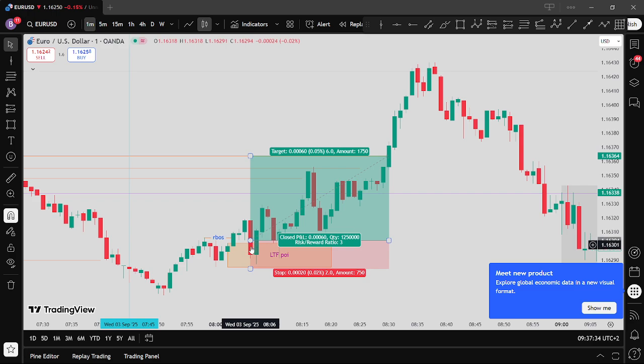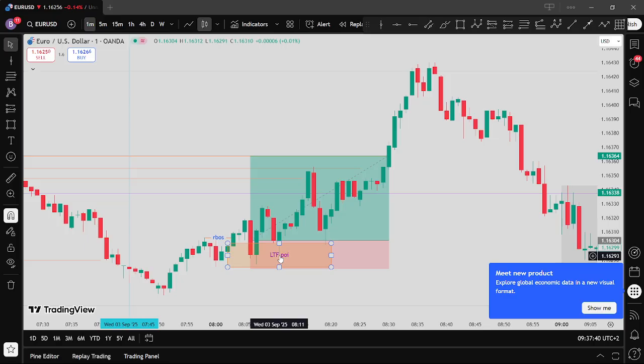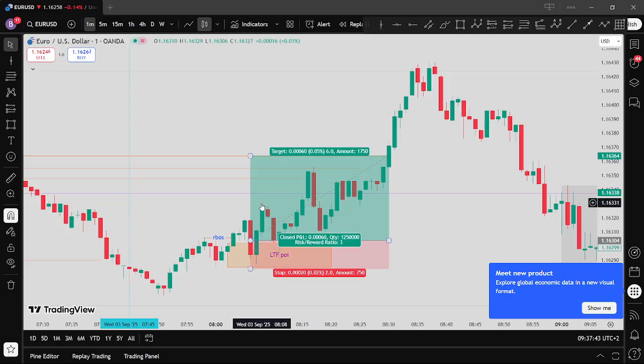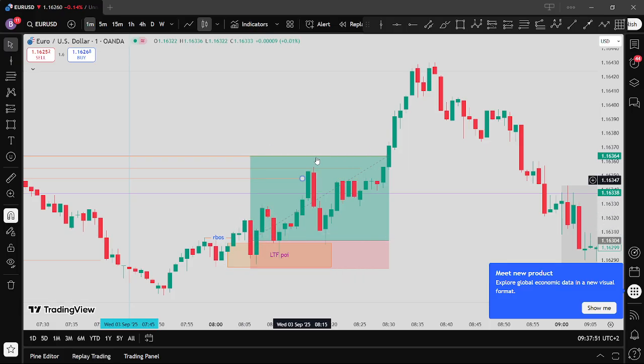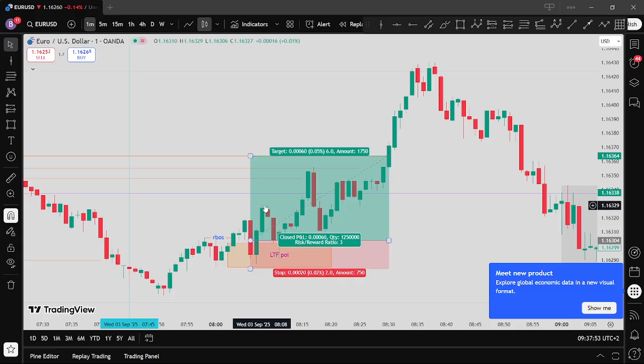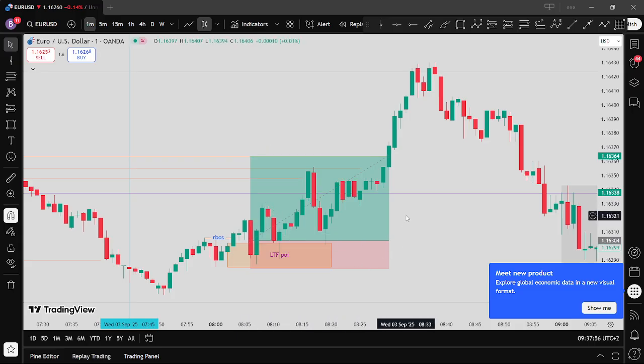So after I entered, it pushed up. I was like, okay. But then it came back down. I was playing with my emotions. Then it pushed up again. When it pushed up here, there was a breakout, came back down, pushed again. After it broke this second structure, I put my price on break even.